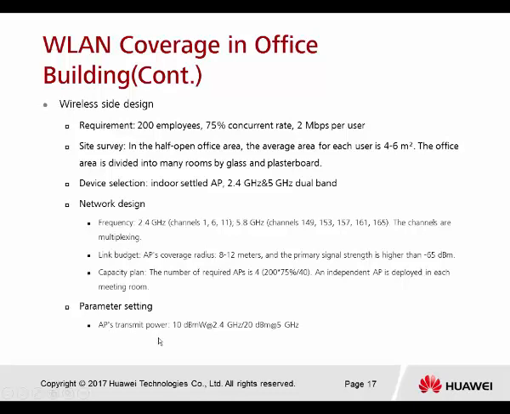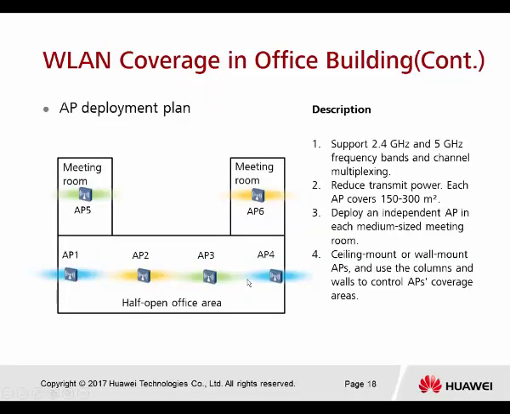So AP transmit power. Okay, they're giving the calculation: 10 dBm at 2.4, okay, 2.4 is using this one, and they have 20 dBm at the 5 GHz. Okay, this is the transmit power. Then the next, this one, description. Support 2.4 and 5 GHz frequency band and the channel multiplexing. Reduce transmit power. Each AP covers 150 to 300. Deploy an independent AP in each medium-sized meeting room. Ceiling mount or wall mount AP, and use the column and the wall to control AP coverage area.